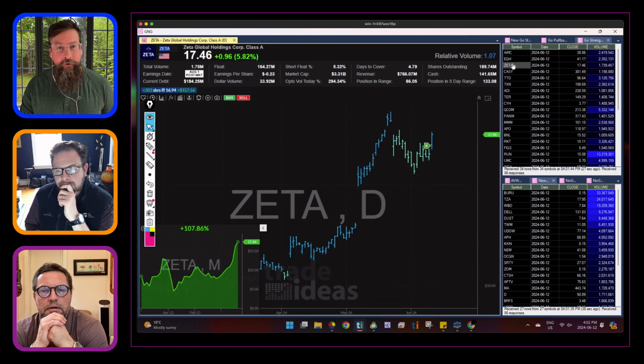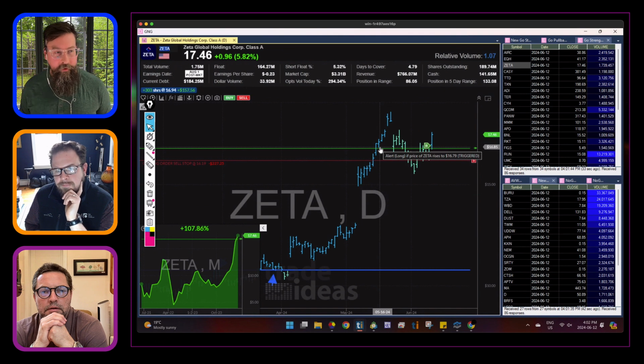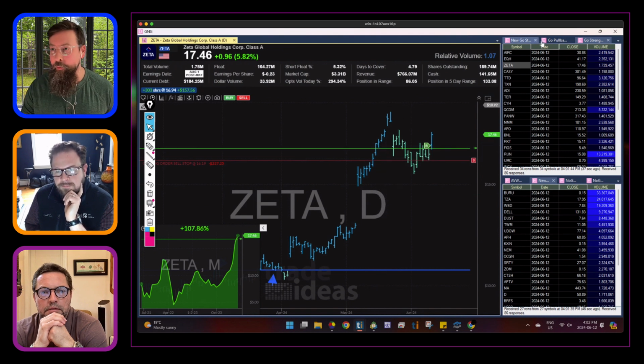So if we click on this Zeta that I actually took this trade on right here, you could see that yesterday I found this in the GoNoGo pullback scan, or we just call it go pullback right up here, where it's in a nice strong trend. I look at the monthly chart, that's in a nice strong trend, and it pulls back. And then today it's turned into that strong go.